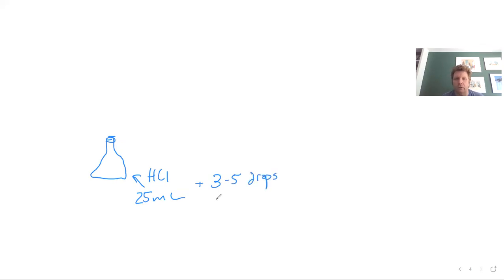Now, the way that you're going to do a titration would amount to something like this. You will have an Erlenmeyer flask, and in that Erlenmeyer flask, you're going to put an HCl solution. I believe that your procedure calls for 25 milliliters of that HCl solution. You want to be very careful to get exactly 25 milliliters of HCl. To that, you're going to add 3 to 5 drops of our indicator solution, phenolphthalein.